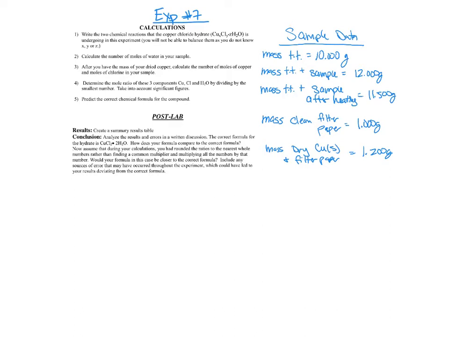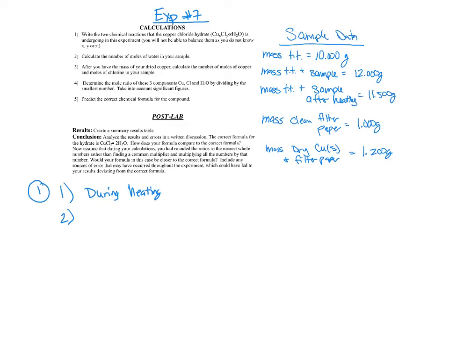The first question asks you to write 2 chemical reactions that the copper chloride hydrate is undergoing. I'm not going to write these for you, but I'm going to give you a couple hints. So the first chemical reaction we saw during the heating. During the heating, we took our copper chloride hydrate, and remember, if you heat it, an ionic compound will stay the same, but the water will evaporate. Think about that. You also wrote that reaction with the copper sulfate pentahydrate in our experiment number 6 post-lab.